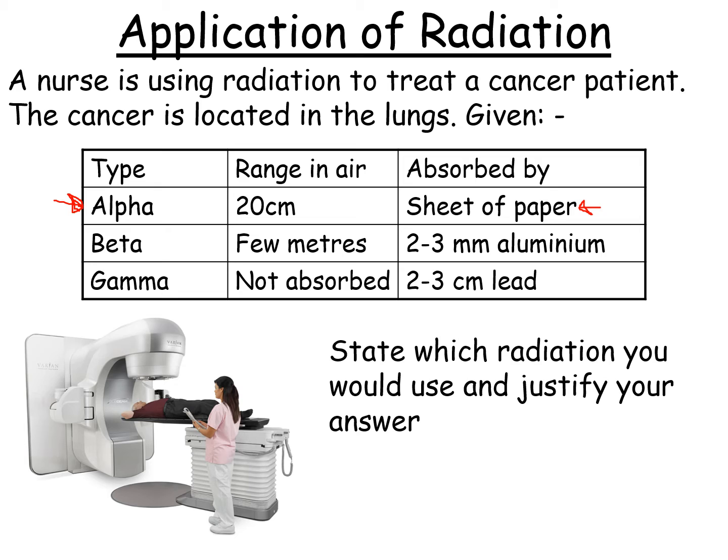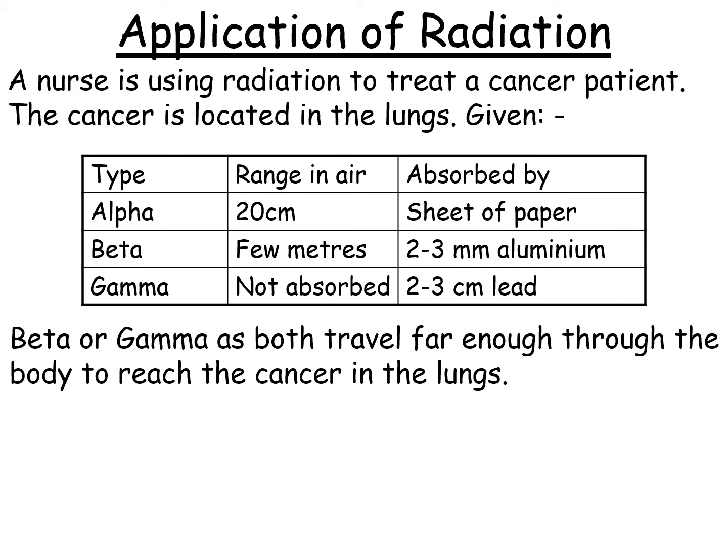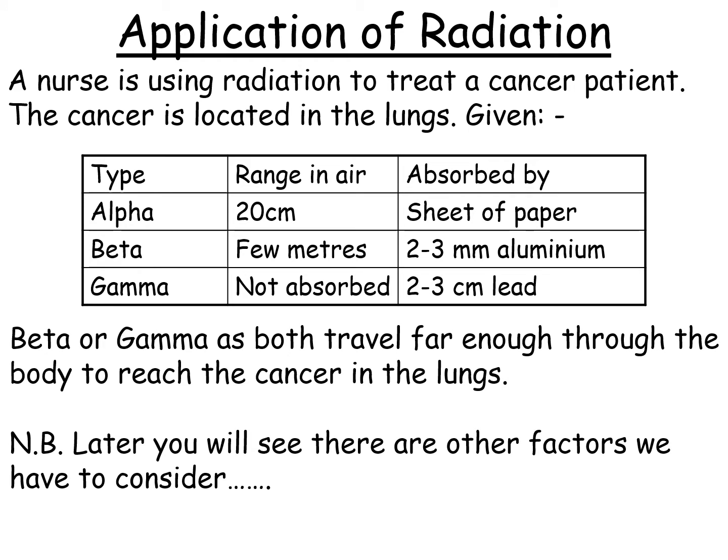You could use beta and gamma. Now, beta, again, would depend on which part of the body you're going through. But because it's absorbed by aluminium, you would hope that the bones wouldn't absorb too much of the radiation. To be on the safe side, you probably want to use gamma radiation because it's got the greatest range and also it's not absorbed by any material in the body. Okay, so just in case you're not sure, here's the written answer. Beta or gamma, as both travel far enough through the body to reach the cancer in the lungs. And later you'll see there are other factors that we have to consider.